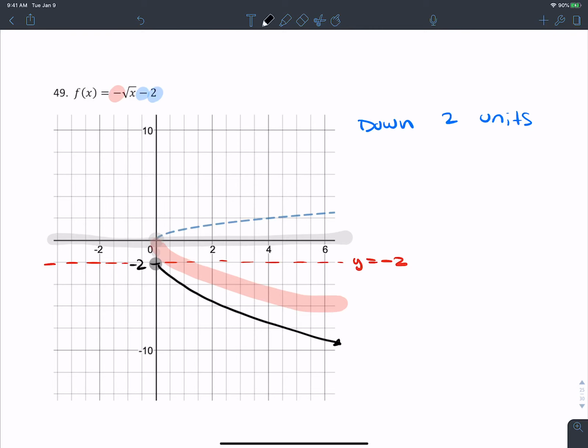So here's the graph. And we don't need all this reference, so we can get rid of some of this. But that's basically how this looks. That's all we need to do.